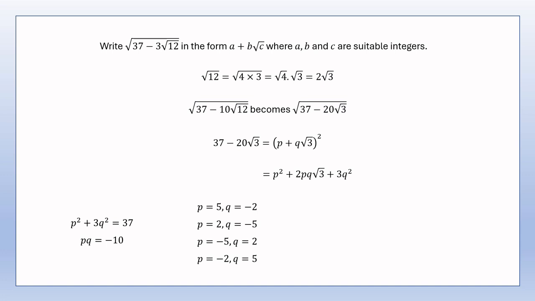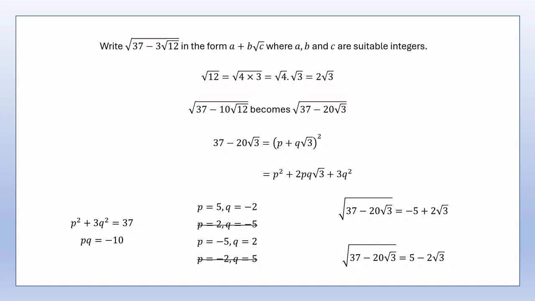And it turns out that either p equals 5, q equals minus 2, or p equals minus 5 and q equals 2 works. The other two possibilities do not solve the equation p squared plus 3q squared equals 37. So we have either 37 minus 20 root 3 is equal to minus 5 plus 2 root 3 all squared, or 37 minus 20 root 3 is equal to 5 minus 2 root 3 all squared. And so the square root of 37 minus 20 root 3 is either equal to minus 5 plus 2 root 3, or it's equal to 5 minus 2 root 3.